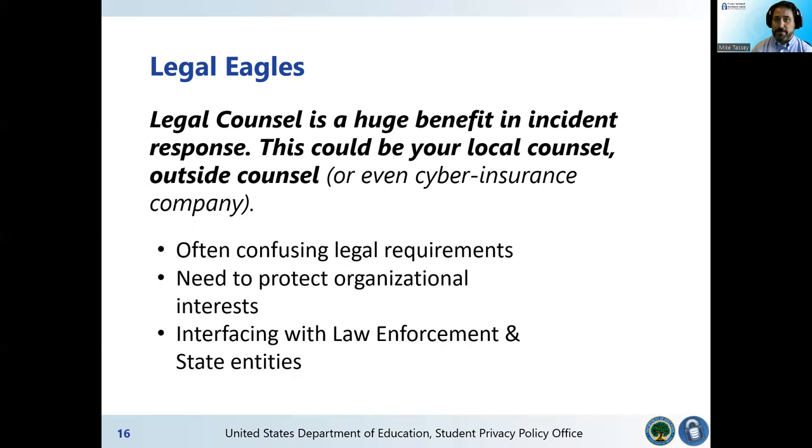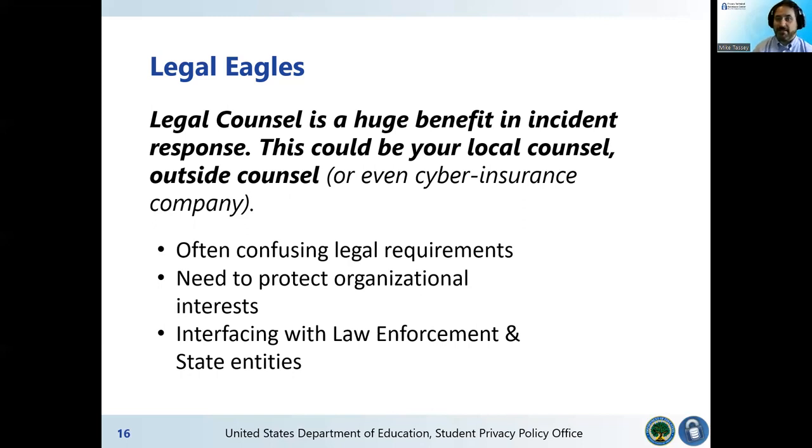So while the organization may be focused on mitigating the threat, there is definitely a need to protect organizational interests during the incident response process. Because of those confusing legal requirements and the wide variety of laws that may be in play, you need someone on your incident response team that is ensuring the organization is protecting its interests and remaining in compliance with those requirements.